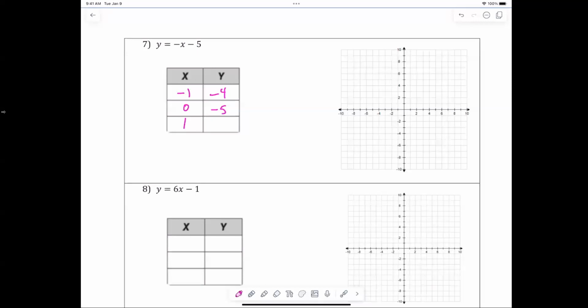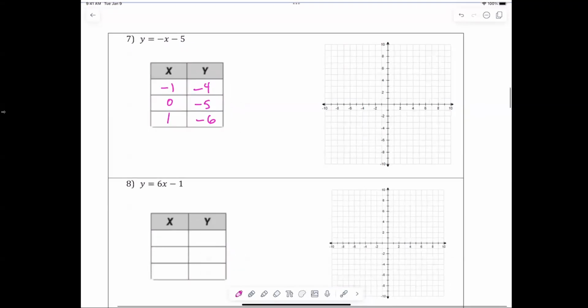Plug 0 in for x, Palmer. What's -1 times 0? 0 minus 5. All right, now everyone plug in 1. Everybody's plugging in 1 in their head because it's not a difficult thing. And now you're going to tell me the answer is what? -6. That's not a difficult thing.